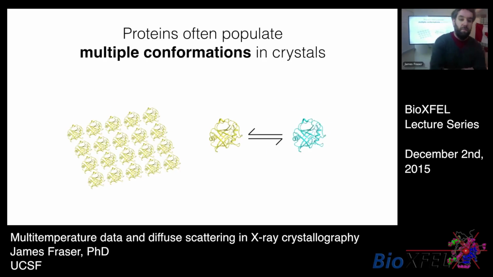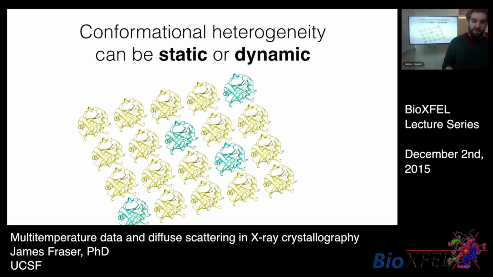And so proteins, although we're used to the result of a conventional X-ray experiment being a single set of coordinates that we deposit in the PDB, proteins often populate multiple conformations in the crystal. So the lattice is not homogeneously yellow, as shown here, but really represents a whole series of conformations that can be quite distinct. So, for example, many enzymes are active in the crystal lattice.